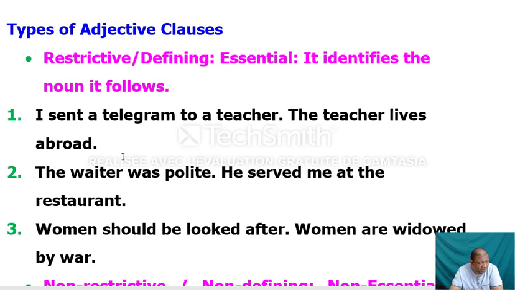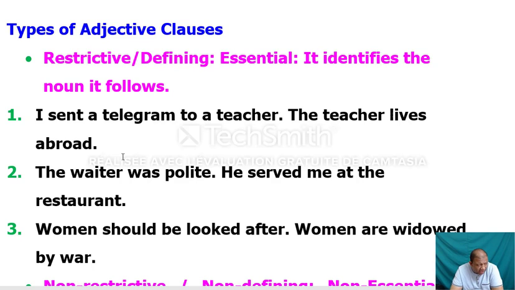But why is it restrictive and defining? Why are we going to name it so? To mean that the relative clause in this case is essential. We cannot avoid it. We cannot omit it. It must be there in order to complete the meaning of the sentence. Therefore, it identifies the noun it follows. We call it in grammar the antecedent. So any relative pronoun or relative adverb must be related to its antecedent. If there is no antecedent, this is not an adjective clause. This is something that we should bear in mind from the beginning.